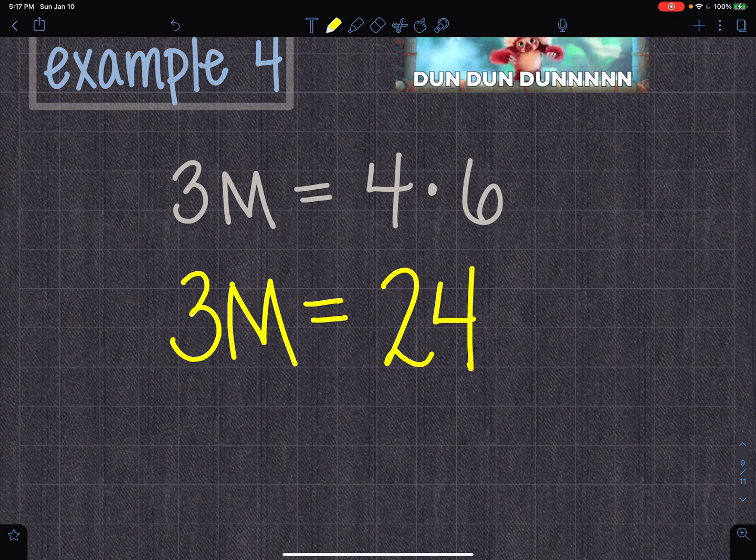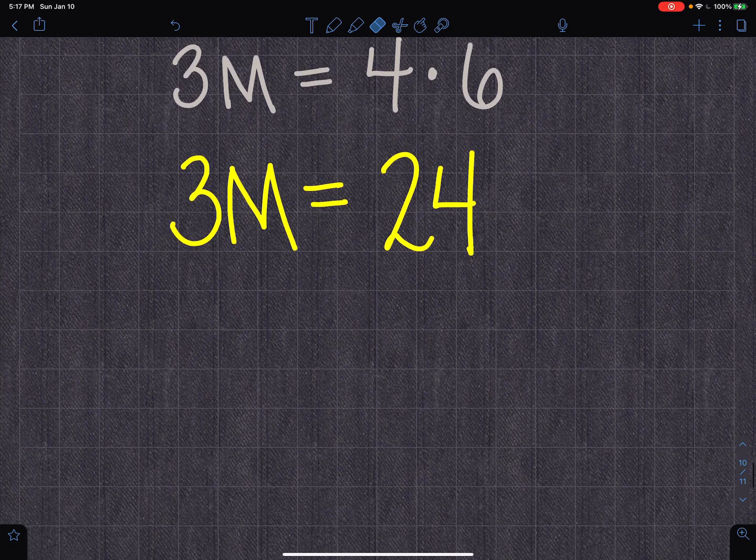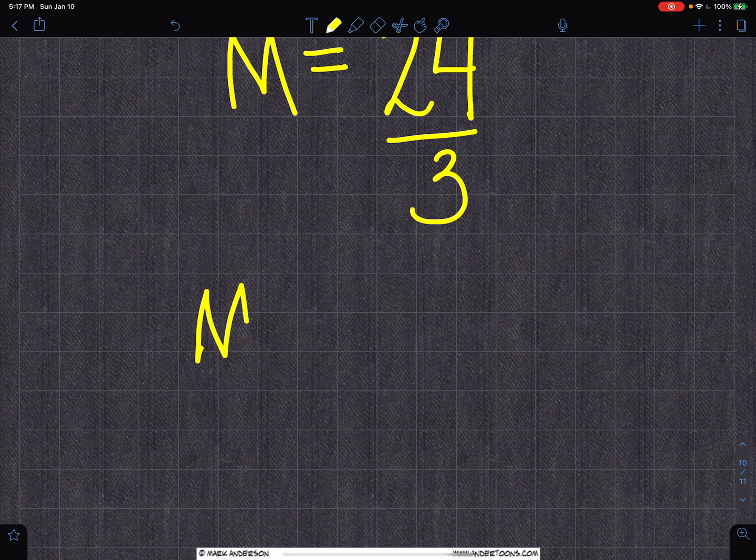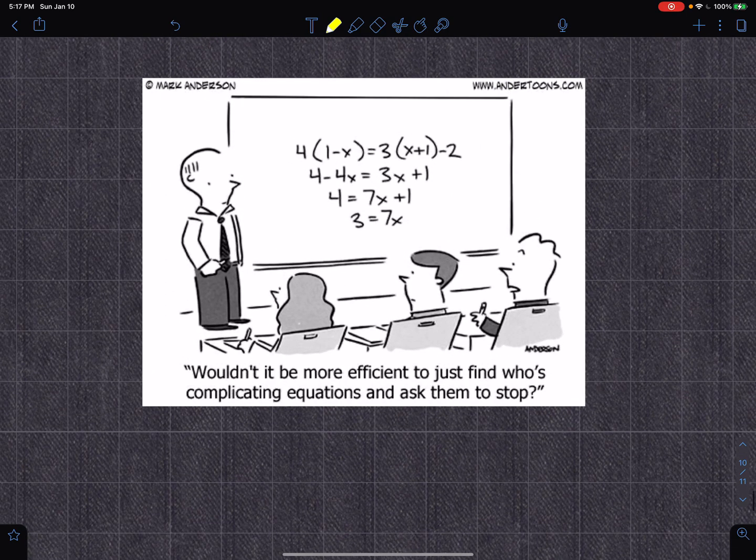Now, 3 times what is equal to 24? And if you don't know it right off the top of your head, the way to figure it out is to do the inverse operation. What is 24 divided by 3? And then m is going to be equal to 24 divided by 3. So I think you can figure out that m is equal to 8, because 8 times 3 is 24. Perfect, perfect. And that is it for the lesson.